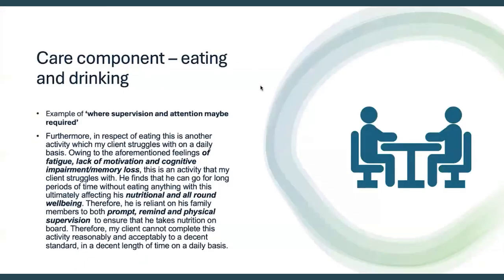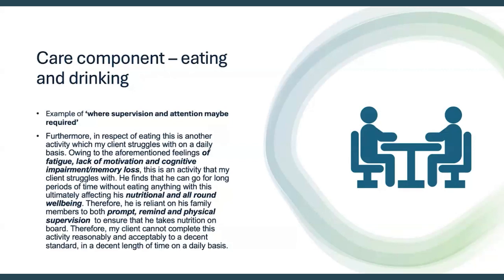So this is just an example, a skeleton answer that I put together in terms of a child that may have difficulties with eating and drinking. This is an example of where supervision and attention may be required. So in respect of eating, due to high levels of fatigue, lack of motivation, cognitive impairment, or memory loss, this is an activity that the child can struggle with. He can go for long periods of time without eating, affecting his nutritional and all-round well-being.